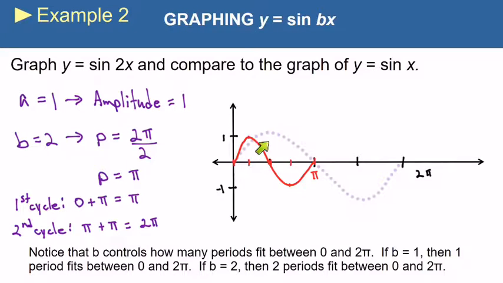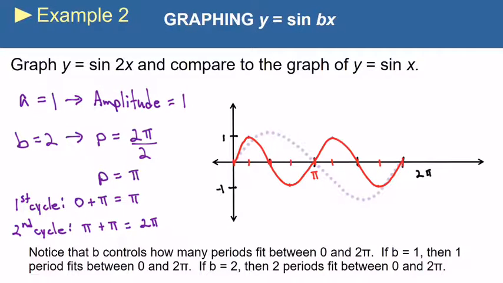Now compare it to the sine of x. You can see that increasing the b number shrank the horizontal space that it takes up because it made the period smaller. And I'm going to go ahead and draw another period of sine 2x. You can see that we're able to fit 2 whole cycles in the same space that we were only able to fit 1 cycle before. So 2 whole cycles fit where we used to only get 1, and b was 2.